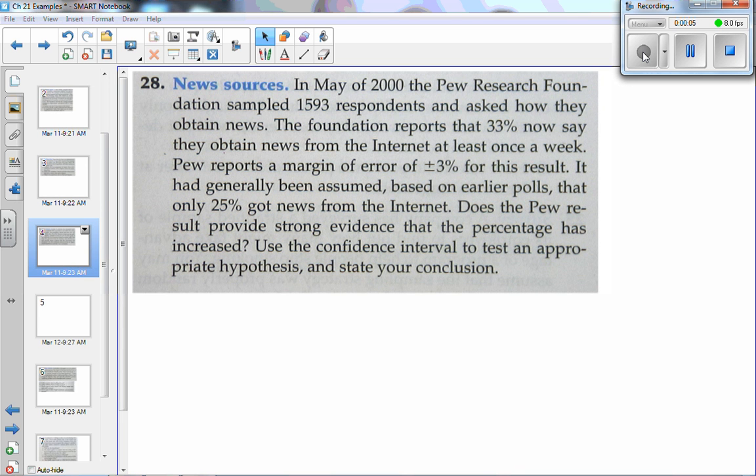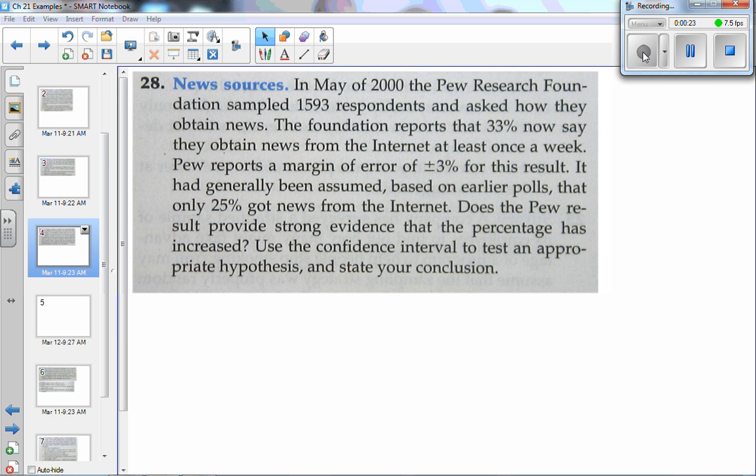I actually only have one example that I want you to watch. This is number 28 from your textbook on page 494, so you might want to have that open, or you have it here. In May of 2000, the Pew Research Foundation sampled 1,593 respondents and asked how they obtain news.